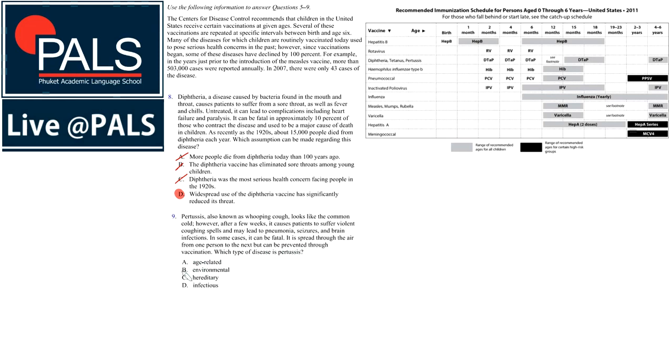So it's age-related, environmental, hereditary, or infectious. It is an infectious disease. How do we know? Because it can be spread through the air from one person to the next. That is an example of an infectious disease.